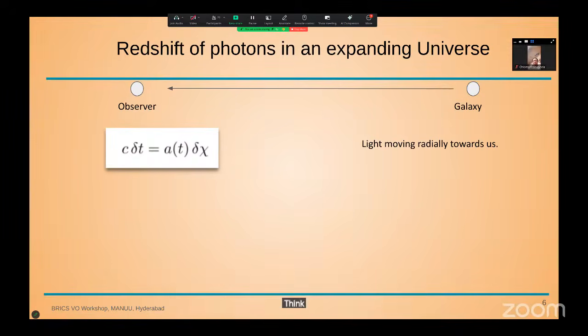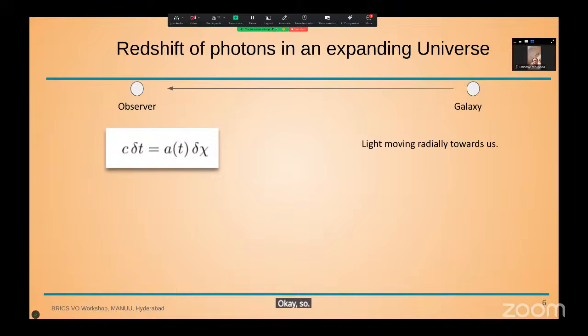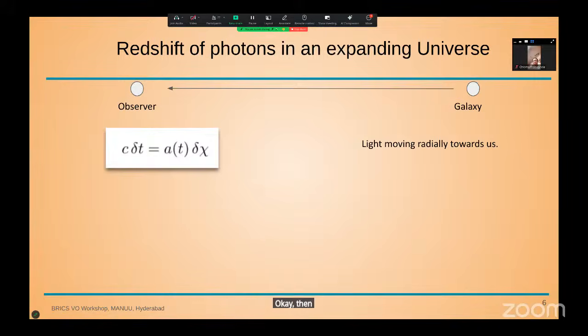Think about it. When light is traveling from here to here, this galaxy is so far away that the universe is continuously expanding. So when it is here, the scale factor is different. When it is here, the scale factor is different. When it reaches us, the scale factor is different. And so I'm taking some time t in between. Then this c delta t will be a of t times the moving distance.